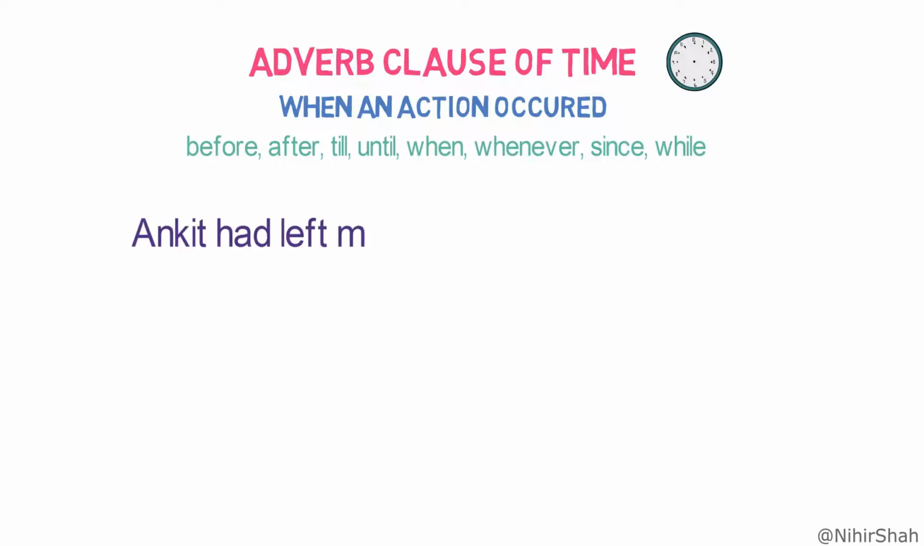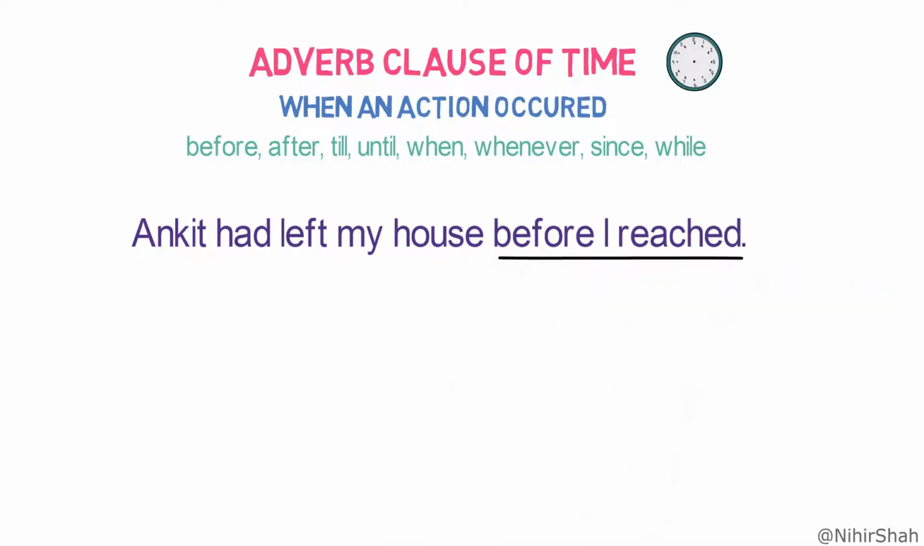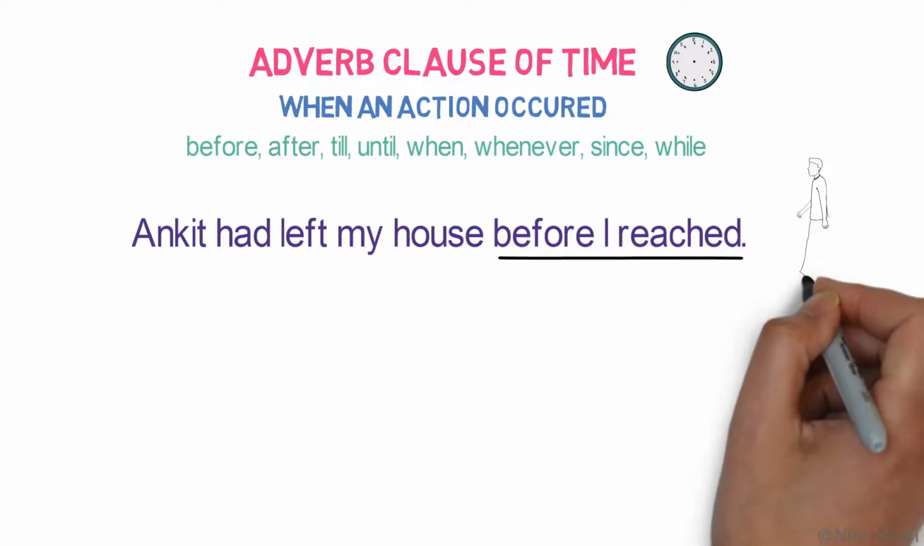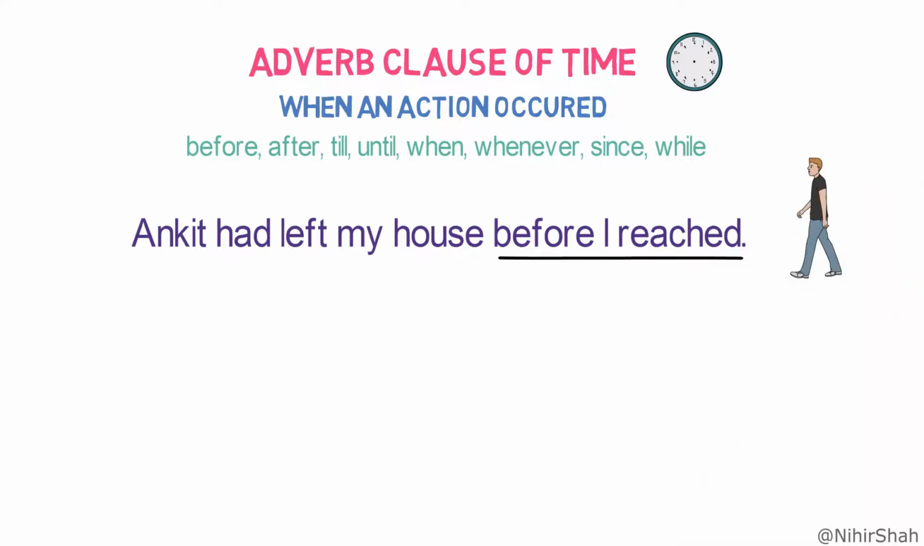Ankit had left my house before I reached. Here, before I reached describes when Ankit left. So, it's an adverb clause of time. Let's look into some more examples of adverb clause of time.